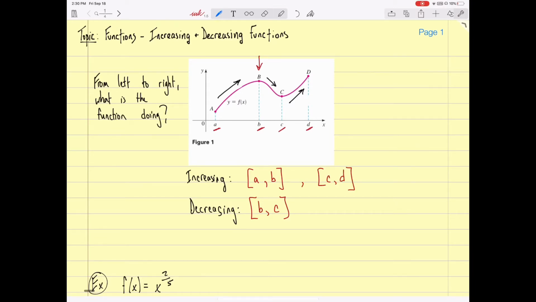So this is pretty intuitive. If you look at an image, if from left to right it's increasing, it's increasing. If it's decreasing, it's decreasing.